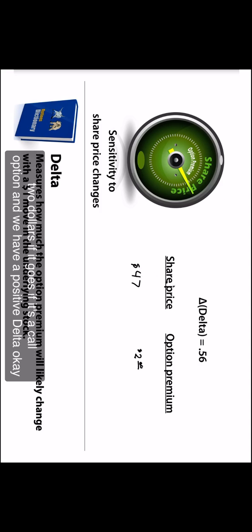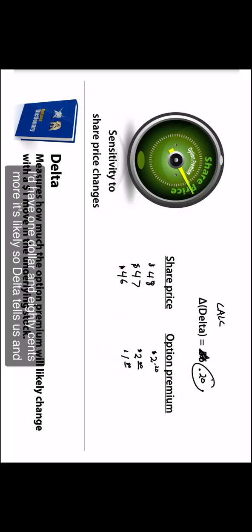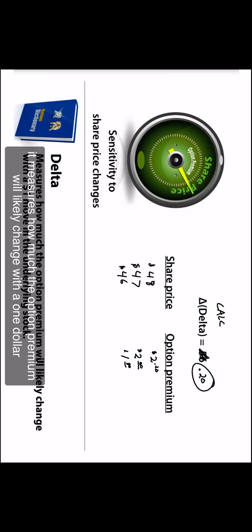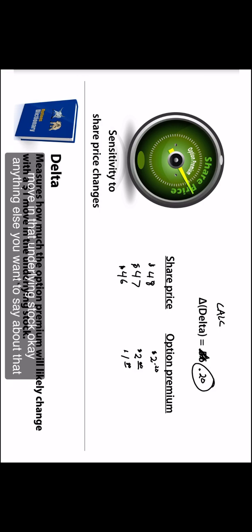If it's a call option and we have a positive delta of 56, well, it could be maybe 20 cents, right? If it goes to 48, then I'd have $2.20 most likely. If it dropped to 46, I'd have $1.80 most likely. So delta measures how much the option premium will likely change with a $1 move in that underlying stock. Anything else you want to say about that, Corey?